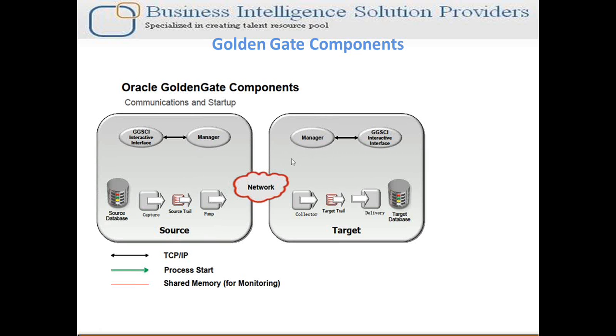Now, in addition to that, we have a Manager process on both ends. The responsibility of the Manager process is to manage and monitor them. If there is any error, it reports them into log files and restarts them if they crash, like what the cluster does in RAC, if you have any background in Oracle RAC. So it monitors these processes, Extract and Pump here, and the Collector and Delivery there. It runs on a port number.